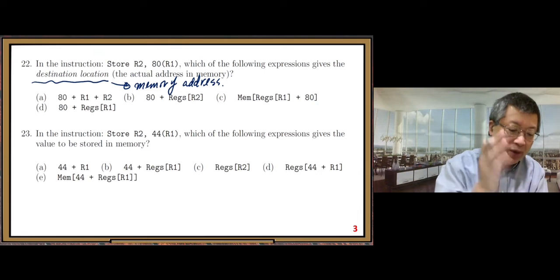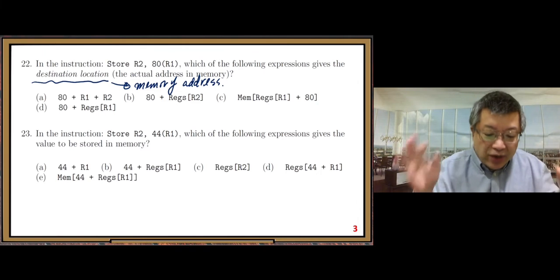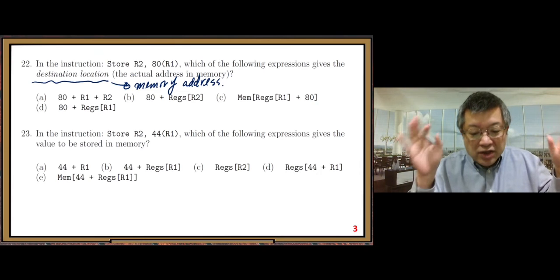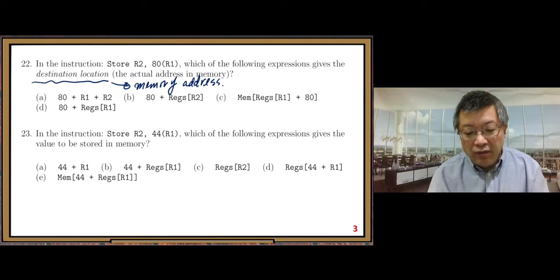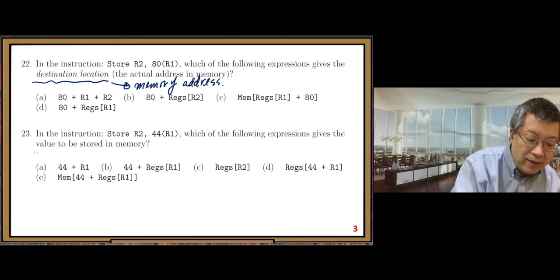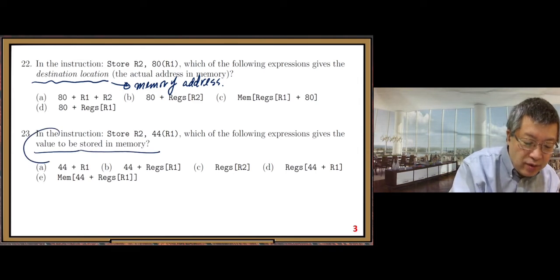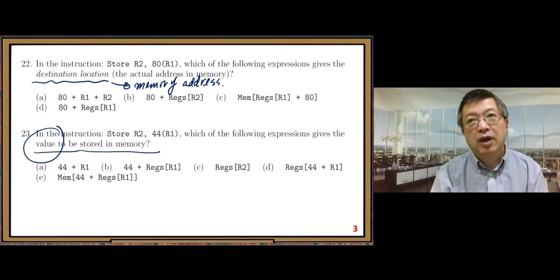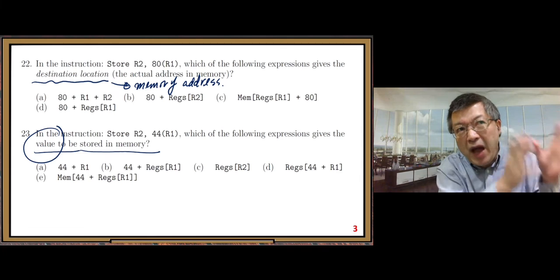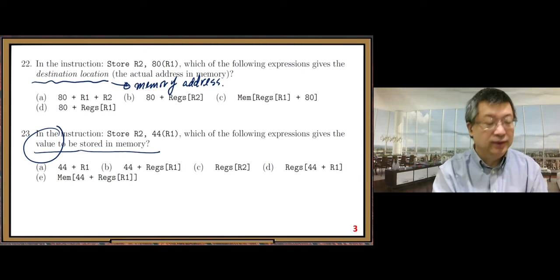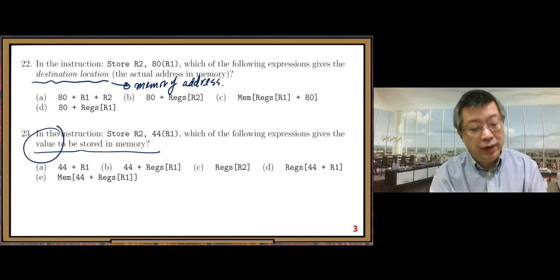Number 23, in the instruction store R2, comma 44 parenthesis R1, but this time we need something different. Which of the following expressions gives the value to be stored in memory? So here we don't look at the address part. We just want to look at the value to be stored in memory. So that's quite different, but also pretty easy, pretty straightforward.